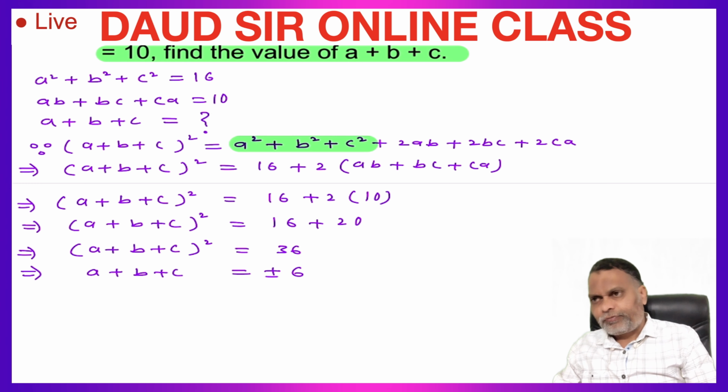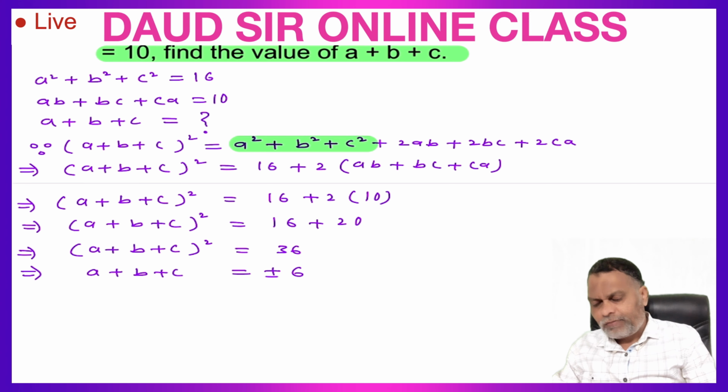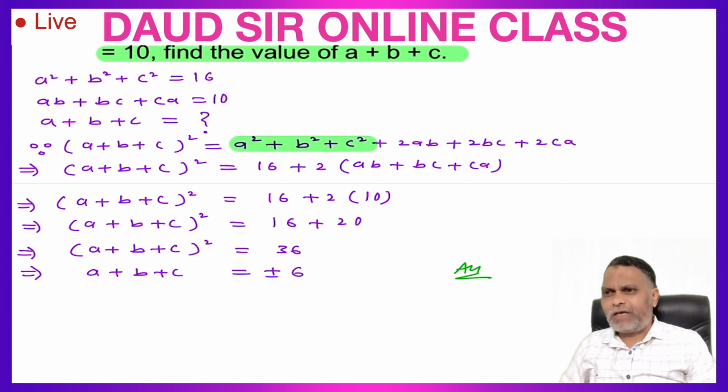When we take the square root of both sides, then we have to put plus minus both signs, because the square of positive 6 is 36 and negative 6 squared is also 36. So we have to take both, plus minus 6. This is the required value of a + b + c, plus 6 or minus 6.